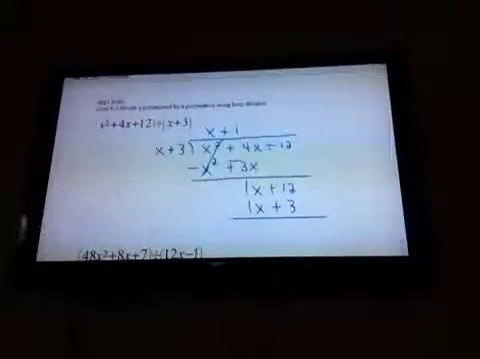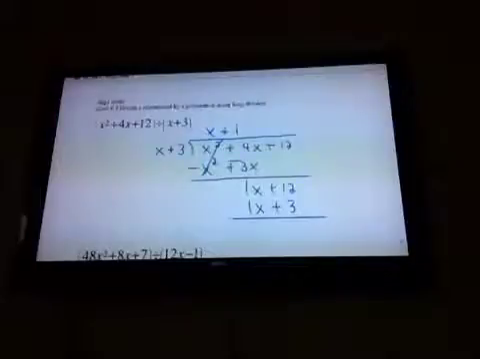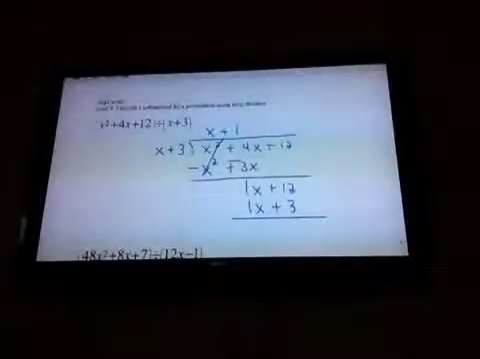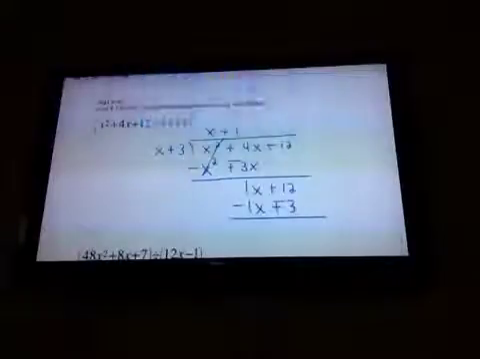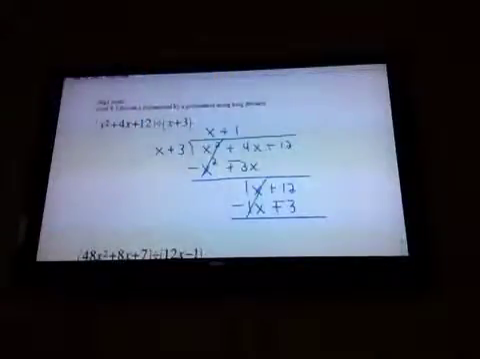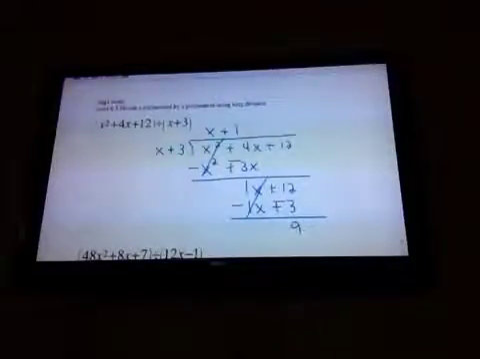And then we subtract. If you can subtract without changing the signs, go ahead and do that. Be careful with negatives though. So I'm going to change my signs and add. And the first one cancels. They should cancel every single time. And 12 and minus 3 give me a positive 9. That is my remainder.